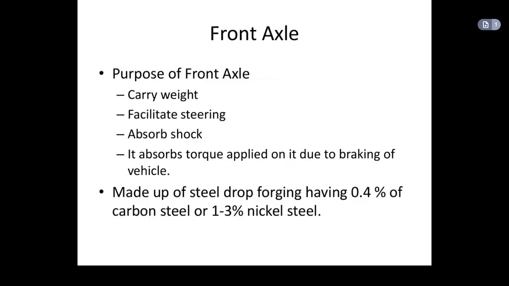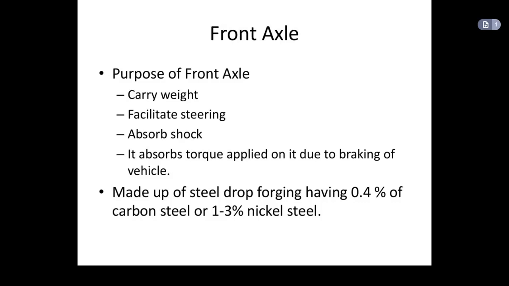If we see the front axle, the purpose of the front axle is to carry the weight. So all the weight coming on the vehicle is transmitted to the axles, and through that it is transmitted to the wheels and to the ground. It facilitates the steering. Okay, if we apply the steering, then according to the steering movement, these axles move or turn. It absorbs the shocks. Whichever shocks are coming on the vehicle come to the axles, and that is transmitted towards the springs. It absorbs the torque applied on it due to braking of the vehicle.